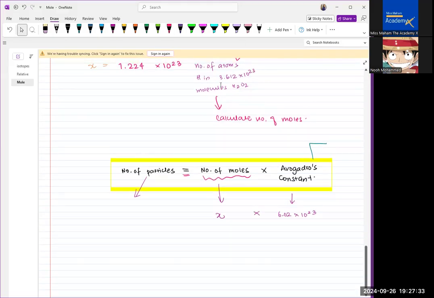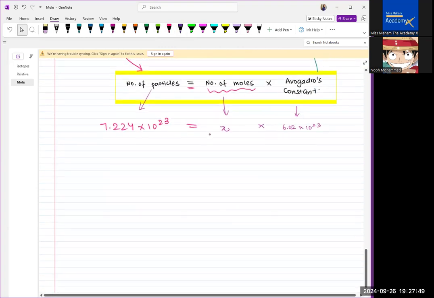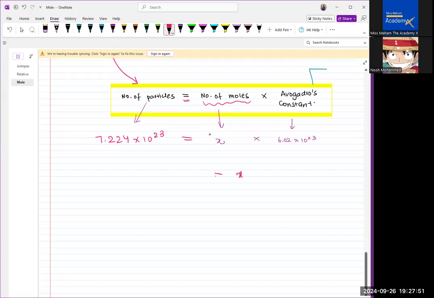For the number of particles, what did we calculate? This, right? So this is 7.224 into 10 to the power 23 equals x into this. So you rearrange the equation. So x equals 7.224 into 10 to the power 23 over Avogadro's constant. Exactly. Can you calculate this for me?